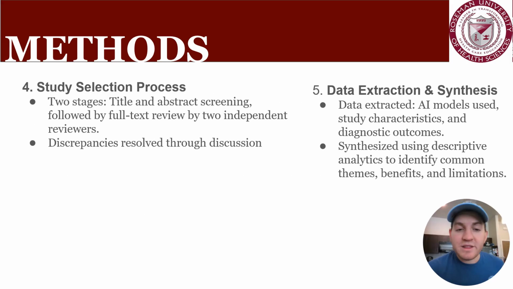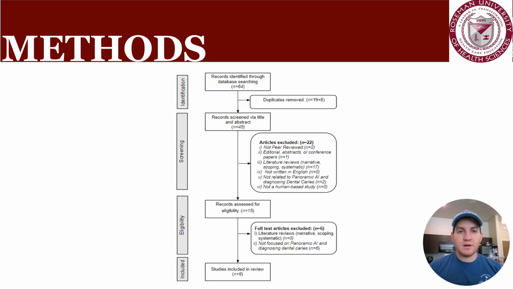We then continued the methods through a study selection process. We had two stages, title and abstract screening, followed by full text review by two independent reviewers on our team. Any discrepancies were resolved through discussion with our team. Data extraction and synthesis was next, where we recorded the AI models used, study characteristics, and diagnostic outcomes. Then we synthesized using descriptive analytics to identify common themes, benefits, and limitations.